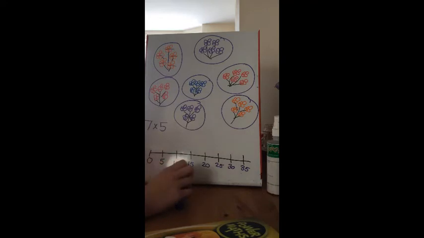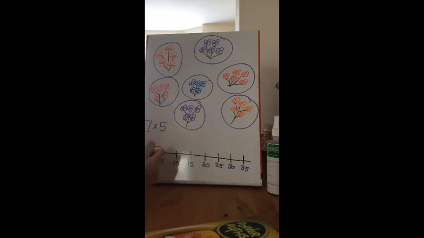So I've gone up in my 5s. How many jumps do I need to do on my number line? Yes, I need to do 7 jumps. Why do I need to do 7 jumps? Because there are 7 bunches of flowers to make sure we count all of them.